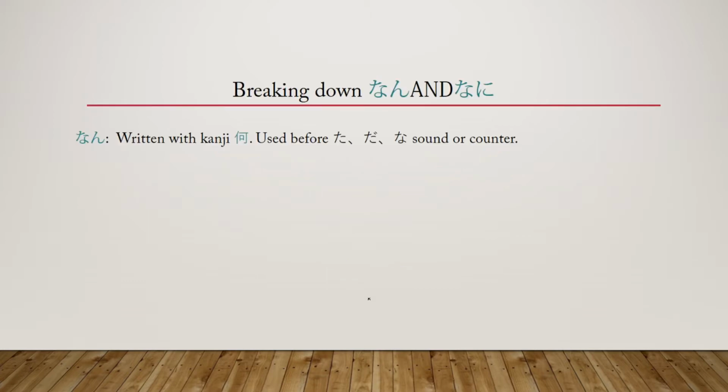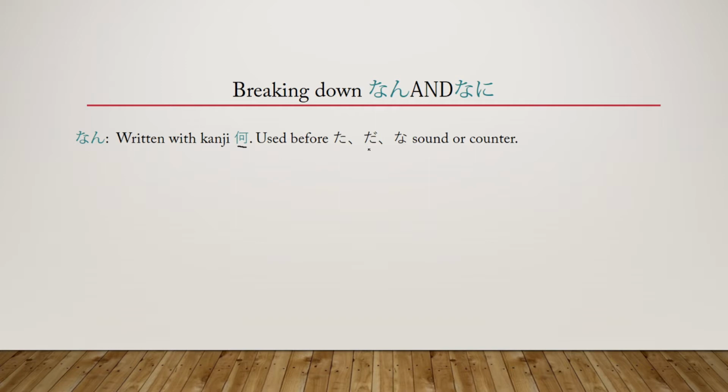So, nan. When do we use nan? Well, like I said before, it's going to be written with this kanji right here, the nan kanji. But it's generally going to be used before ta, da, or na sounds. And by that, I don't mean the literal hiragana ta or the literal hiragana da or na. What I mean is all the sounds that follow in that row. So ta, te, to, any of those. Anything that has that t sound at the beginning.